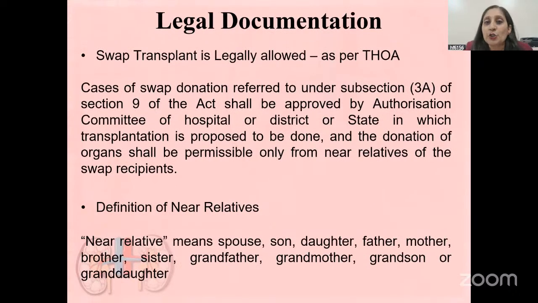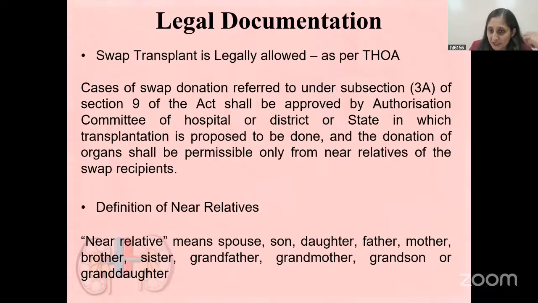So what is the legal documentation for the swap transplant? Swap transplant is legally allowed as per the THOA. In Section 3A, it is written that among near relatives we can go for a swap transplant. I think Dr. Kutte has written about what we need, that other than near relatives we should allow. Definitely. Right now we have a restriction: we can go for a swap transplant only between near relatives. The near relative definition includes spouse, son, daughter, father, mother, brother, sister, grandfather, grandmother, grandson, and granddaughter.